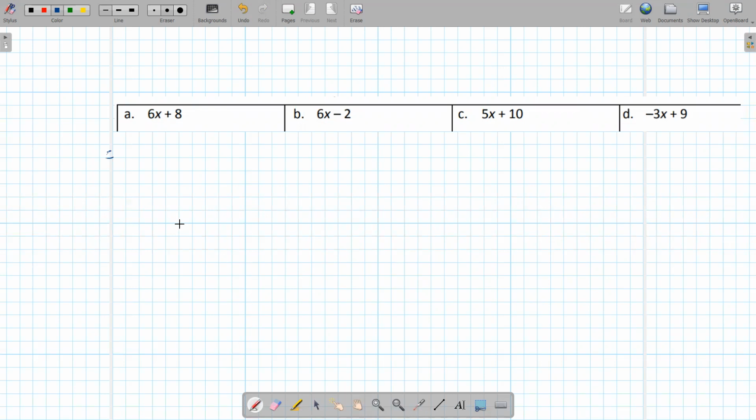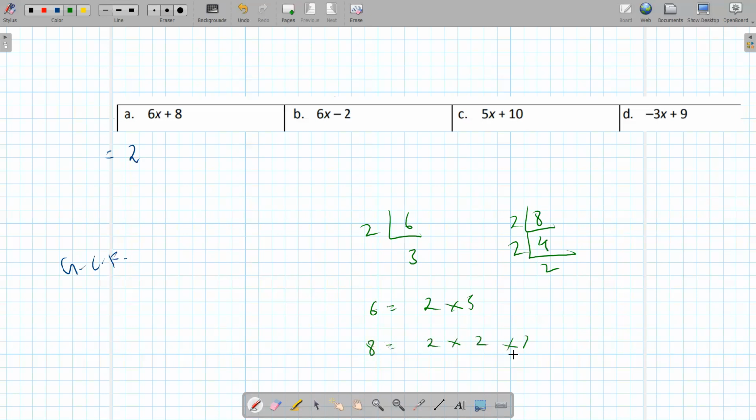So now we're pulling some things out. So the GCF, again, you remember what GCF is? Greatest common factor. This is the biggest number that you can pull out between 6x and 8. In this case, it's going to be a 2. If you want to do the old school way, 6 is 2 times 3, and 8 is 2 times 4, and then one more level, 2 times 2. So 6 is 2 times 3, 8 is 2 times 2 times 2. What they both have in common, that's the GCF, which is equal to 2.